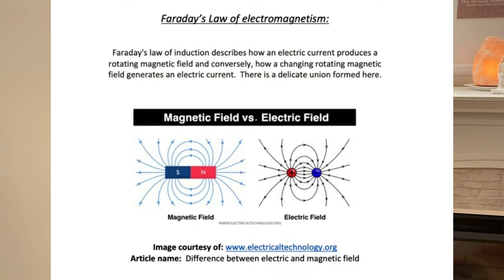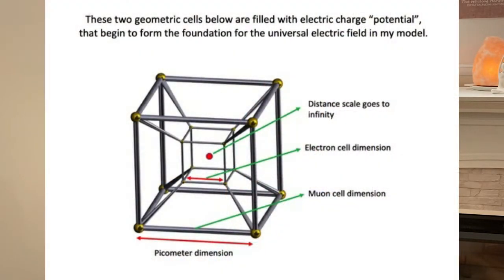And then we also believe that the opposite is true too. When we have a changing magnetic field, this can actually induce a changing electric field. So it's kind of bidirectional how Faraday's Law works here. And my model is connected into that, because we have this universal electric field that's made of this electron family that exists within space.